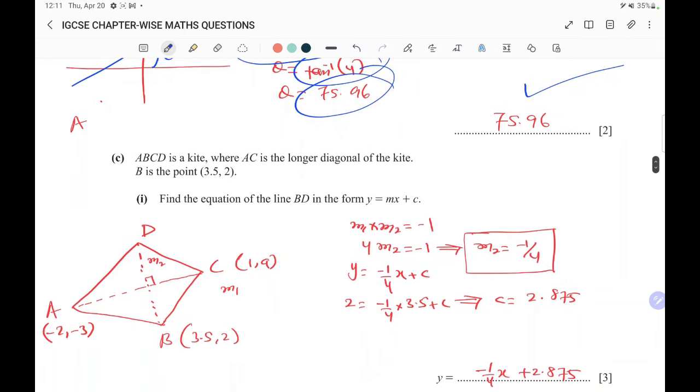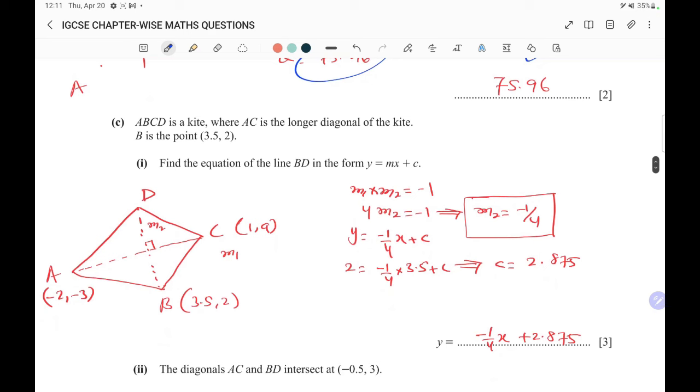ABCD is a kite where AC is the longer diagonal of the kite, B is the point (3.5, 2). Find the equation of line BD in the form y = mx + c. No problem. So this is A, B, C, D. A is (-2, -3), B is (3.5, 2), and C is (1, 9). And in a kite, diagonals are always perpendicular to each other, like this.